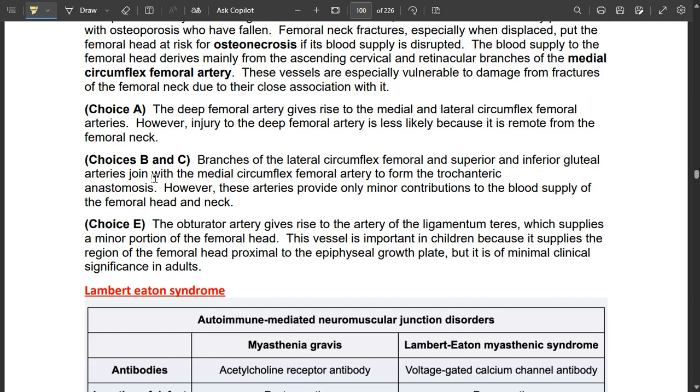The obturator artery gives rise to the artery of the ligamentum teres, which supplies a minor portion of the femoral head. This vessel is important in children because it supplies the region of the femoral head proximal to the epiphyseal growth plates, so it is of limited value in adults.